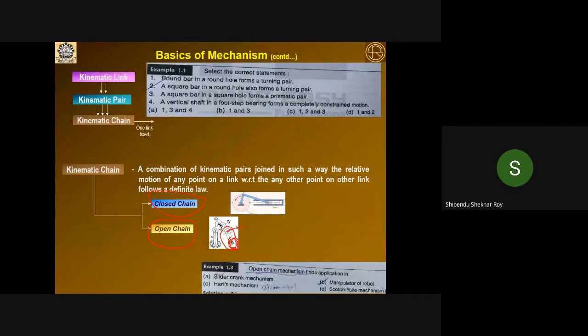So that is why I have mentioned one GATE question here. The GATE is very important. Open kinematic chain mechanism finds application in the slider crank mechanism? The answer is no, because the slider crank mechanism is a closed kinematic chain. It is used only in the robot manipulator. Neither this one, I will show you these two afterward. So the correct answer will be the robotic manipulator.